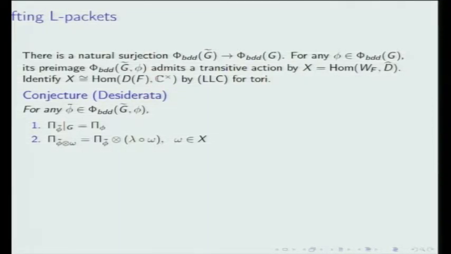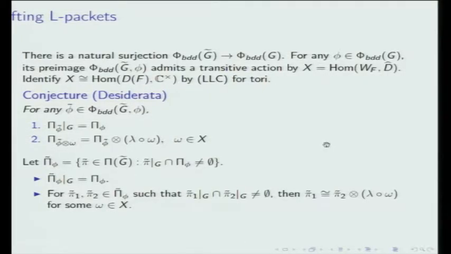So to look for the packet for G tilde, you first take all the representations of G tilde so that the restriction has non-empty intersection with the packet of G. And in fact, it has the following two properties. If you restrict that to G, you end up with the packet pi phi. And the reason is that the pi phi will admit a stable character. The stable character is invariant under the conjugate action by F bar prime, so in particular it will be invariant under the conjugation by G tilde.